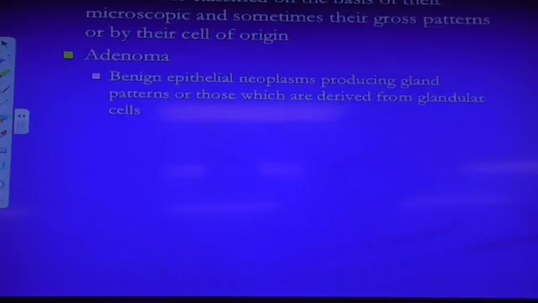So an adenoma, adeno means gland. Anytime you see the word adeno, it means the cell is of glandular origin. So adenoma is a benign epithelial neoplasm producing glands or derived from glandular cells, and adenosarcoma would be malignant.